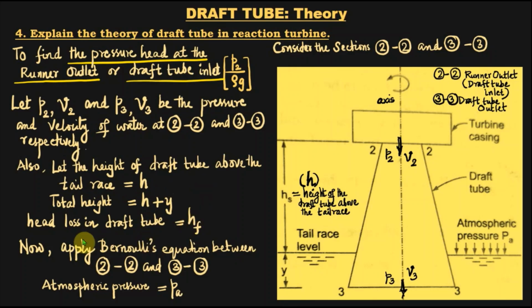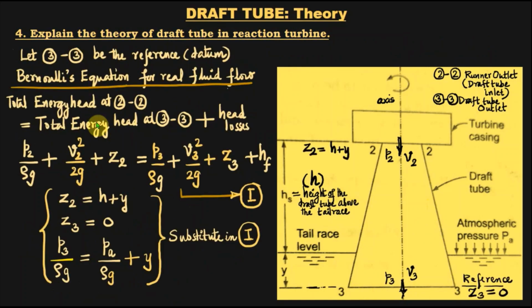Now what is the total height of the draft tube? That is H plus Y. And head loss in the draft tube, let it be H suffix F. Now we will apply Bernoulli's equation between section 2-2 and section 3-3. So when you apply that, the total head at 2-2 will be equal to the total energy head at section 3-3 plus the head loss during the flow from section 2-2 to section 3-3. That is the head loss during the flow through the draft tube, that is HF.